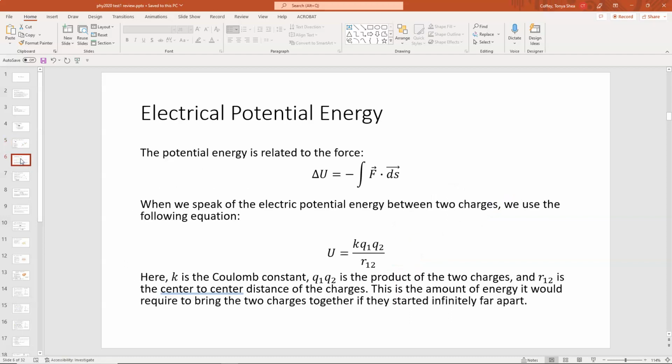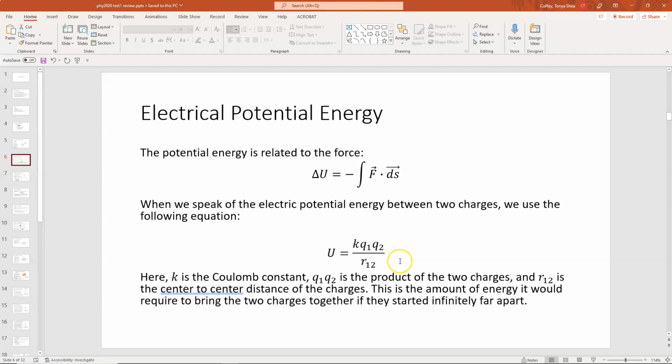Now you can relate the potential energy to the force. The change in the potential energy moving through some force or field is equal to the negative integral of F dot ds. Remember that the work is the integral of F dot ds, and remember that for conservative forces, the work done by the conservative force is equal to the negative change in potential energy, and that's where that negative sign comes from. Now, using this equation, you can derive the potential energy between two point charges, which we did last semester, actually, in Physics 2010.